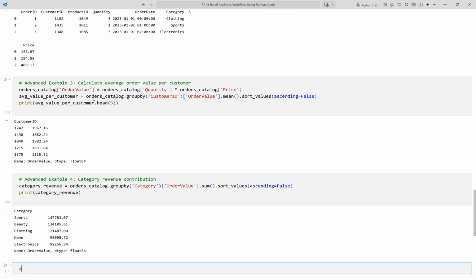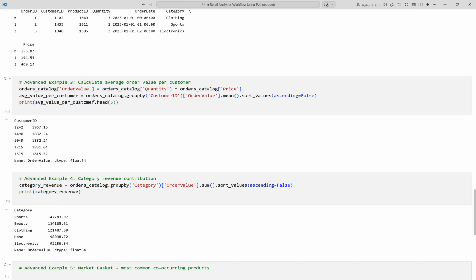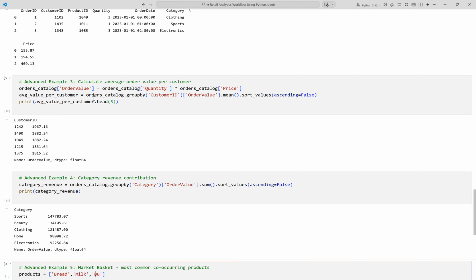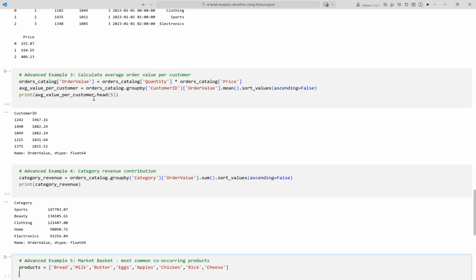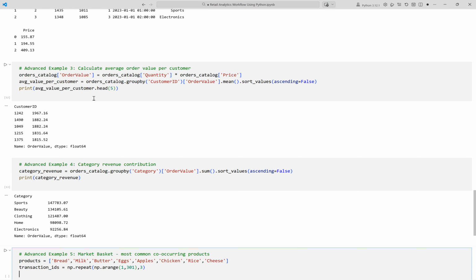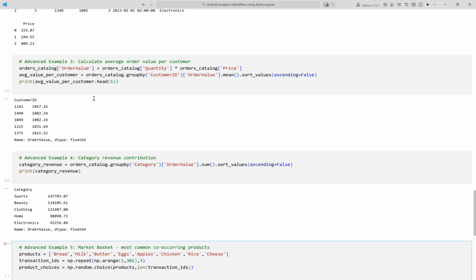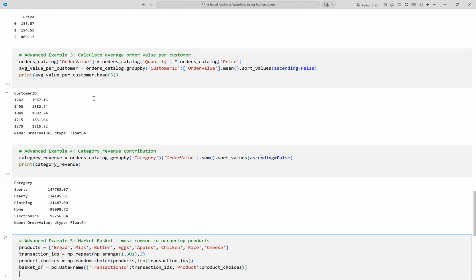Market basket analysis helps find which products are often bought together for cross-selling. We define a list of retail products. We simulate 300 transactions, each with 3 products. We randomly assign products to each transaction. We create a data frame of baskets, each row is a product in a transaction.